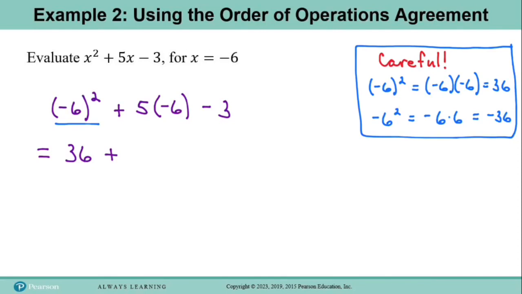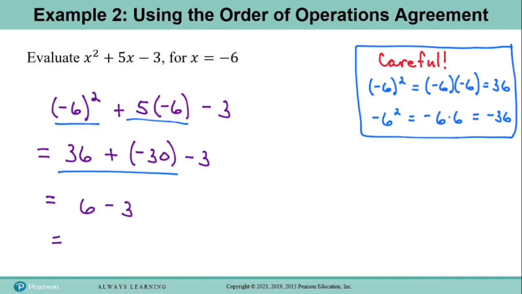Okay, going back to our expression, the next thing to do is this multiplication right here. So 5 times negative 6 will be negative 30. And then we've got our minus 3. And so now we're ready to do our adding and subtracting in order from left to right. So we'll just start here. So I've got 36 plus negative 30. That's going to be 6. And then we've got our minus 3. 6 minus 3, of course, is 3. And so that's the final value for this expression when x equals negative 6.